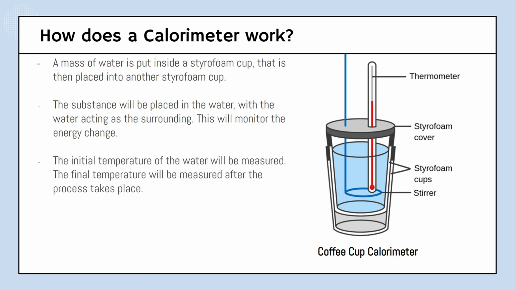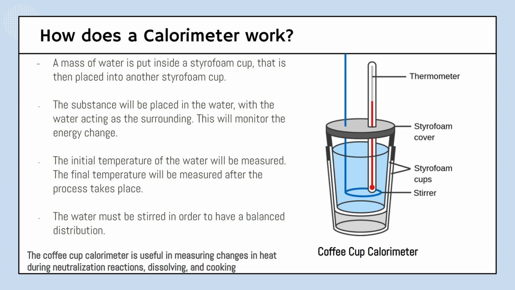Next, the initial temperature of the water will be measured, and then the final temperature will be measured after the process takes place. The water must be stirred in order to have a balanced distribution of energy throughout the system. The coffee cup calorimeter is useful in measuring changes in heat during neutralization reactions, dissolving, and cooking.